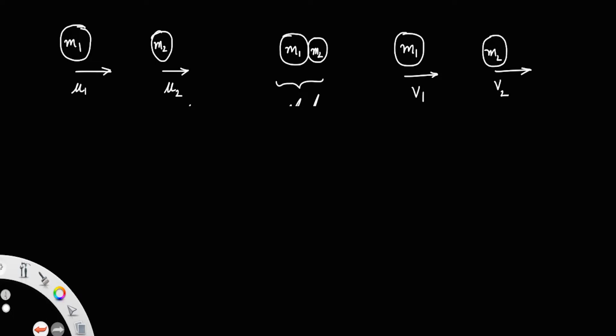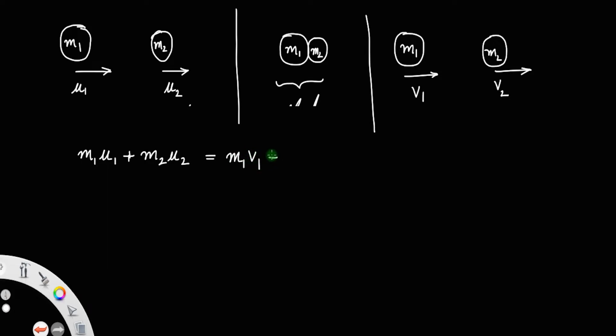And since the collision is elastic, we know momentum before collision is equal to momentum after collision, which means m1 u1 plus m2 u2, the total momentum before collision, is equal to the total momentum after collision, that is m1 v1 plus m2 v2. This is according to the law of conservation of momentum.